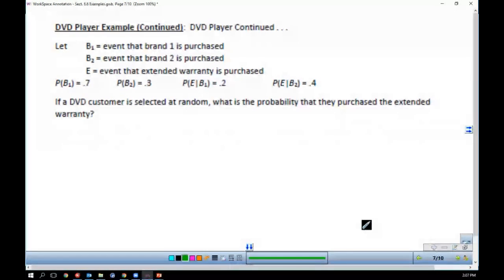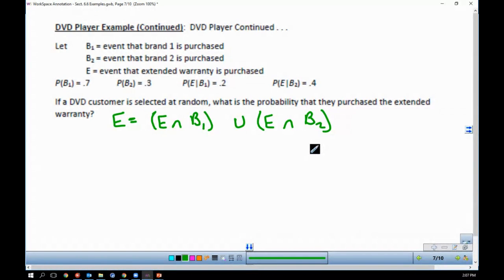So if a DVD customer is selected at random, what's the probability that they purchase the extended warranty? Well, we already said that our event is where they do the warranty and they buy brand 1, or the warranty and they buy brand 2. We're gonna say these are disjoint events. They're not buying 2 DVD players, they're just buying 1.